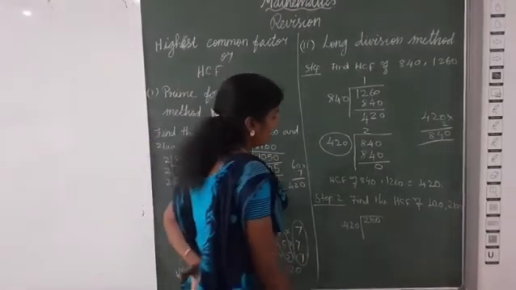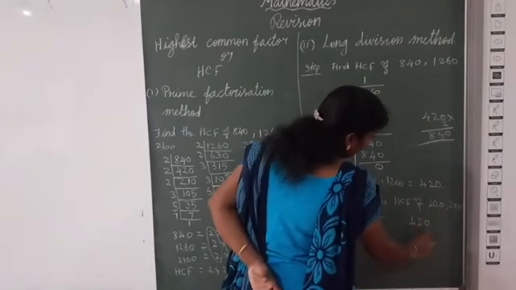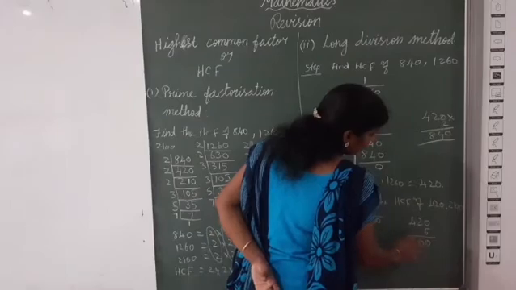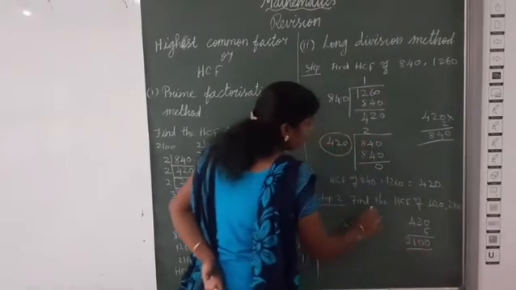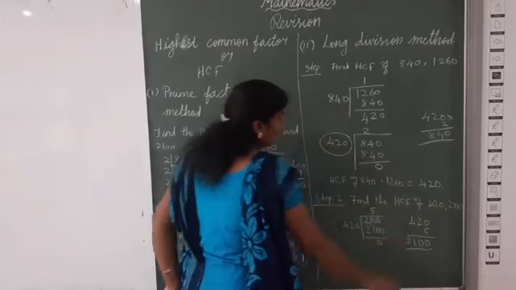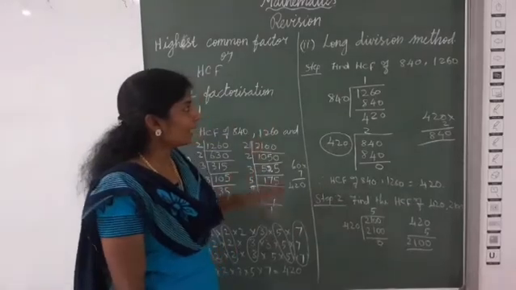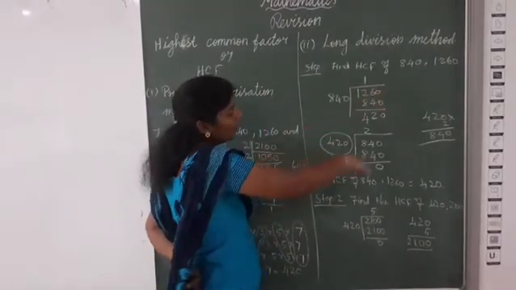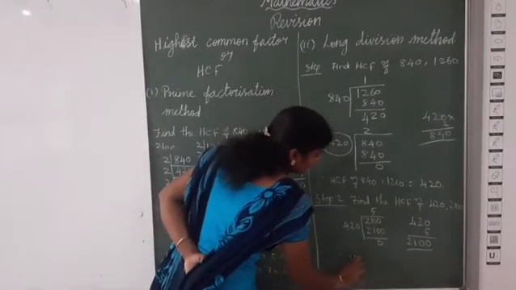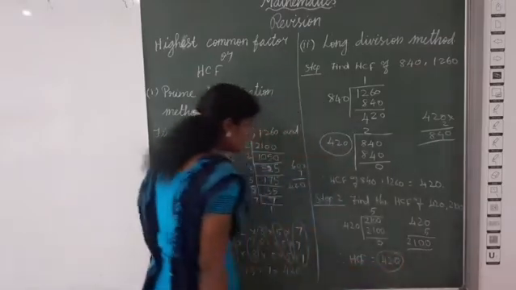Now 420, how many times? 5 times: 5 into 0, 0; 5 into 2, 10, 1 balance; 4 fives are 20 plus 1, yes. 5 times 420 is 2100, so remainder 0. So what's the answer? The HCF of 840, 1260 and 2100 is equal to 420. Did you get the same answer?